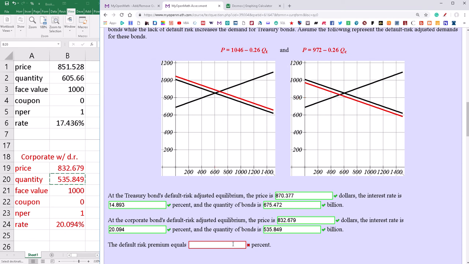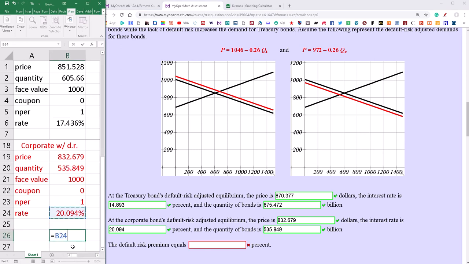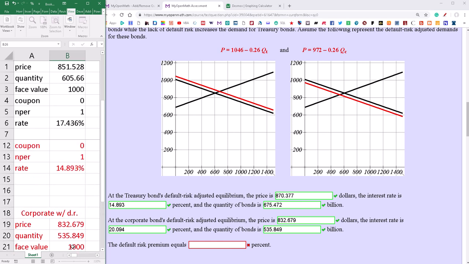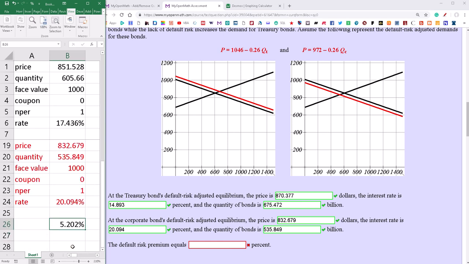Now the default risk premium is just the difference. The default risk premium is the difference in the two interest rates. And it looks like the default risk premium here is 5.202%. So it's the difference between these two interest rates. Okay?